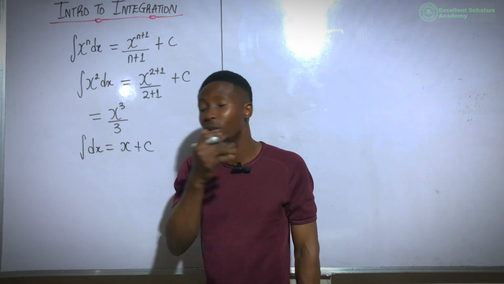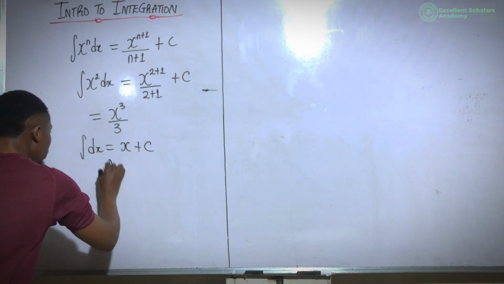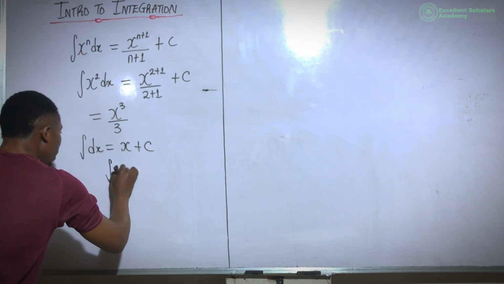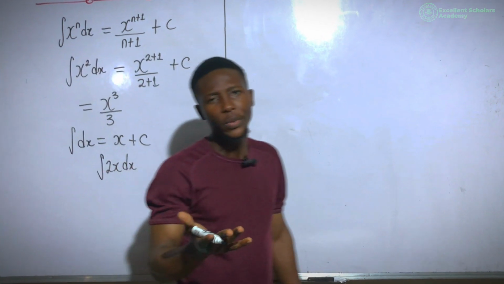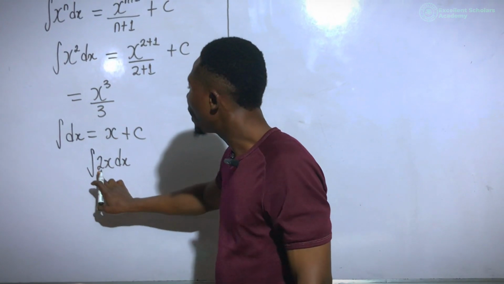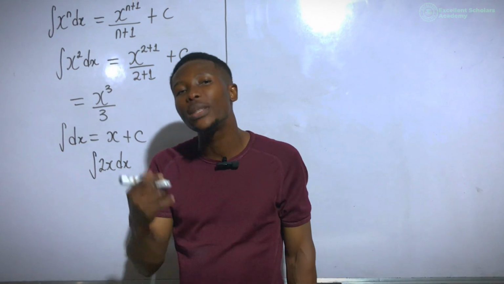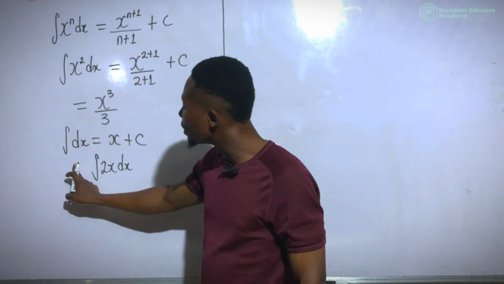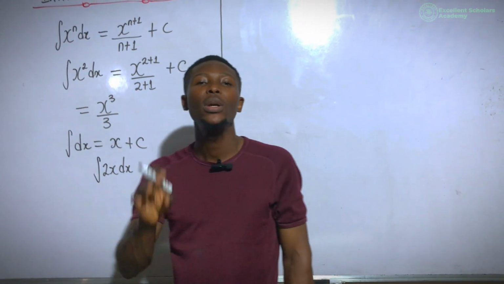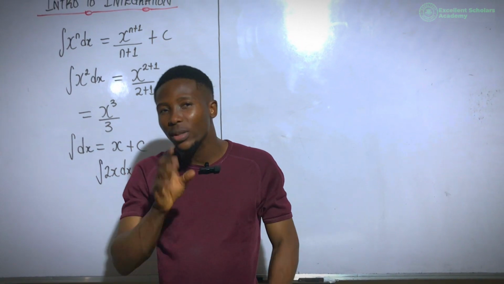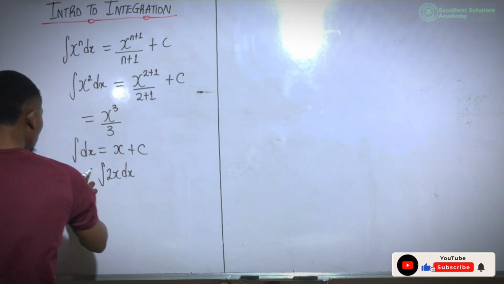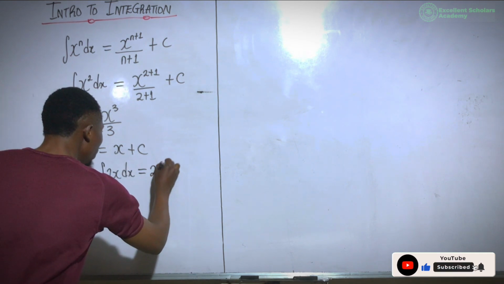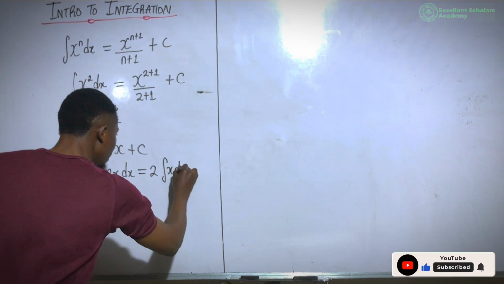Now let's try integrating something else. Now I want to integrate 2x with respect to dx. Now 2 here is a constant, so make sure you pull it out. Every time you want to integrate, try to pull out every constant before you integrate. Okay, so now the constant here is 2. You bring it out, it's going to be 2 integral of x dx.